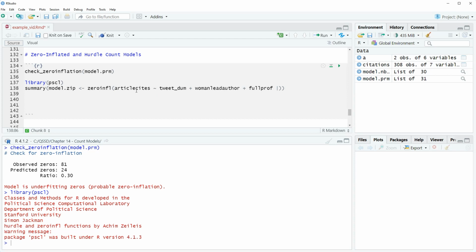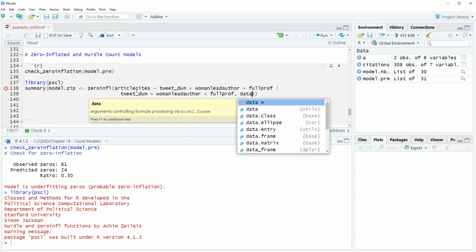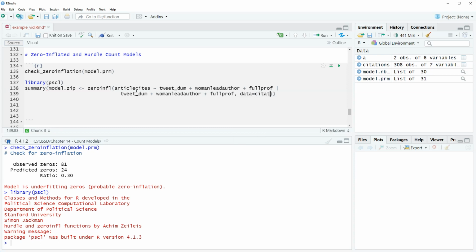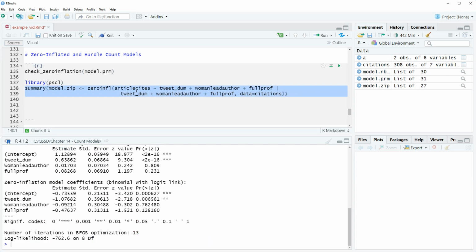And then we're going to do this vertical line. This vertical line separates the count and the inflation equation. So we don't need to re-specify the outcome variable, but we will include the predictors: tweetdom plus woman lead author plus full prof. Then we specify the data, data equals citations. The default here is Poisson, so we don't need to specify that. Okay, so let's highlight this and run it.